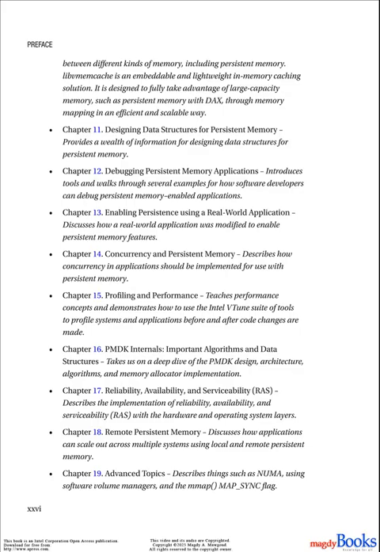Chapter 12. Debugging Persistent Memory Applications. Introduces tools and walks through several examples for how software developers can debug persistent memory-enabled applications. Chapter 13. Enabling Persistence Using a Real-World Application. Discusses how a real-world application was modified to enable persistent memory features. Chapter 14. Concurrency and Persistent Memory. Describes how concurrency in applications should be implemented for use with persistent memory.